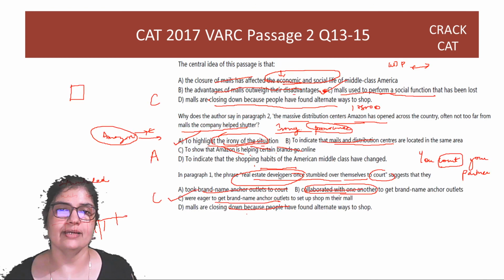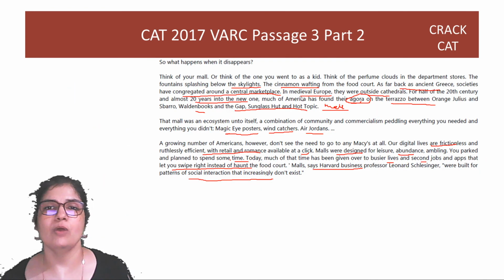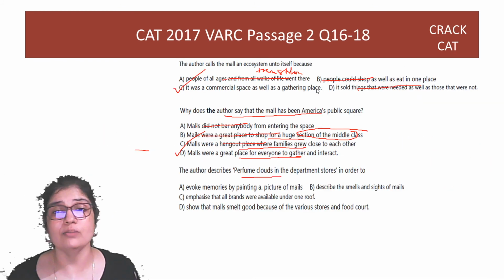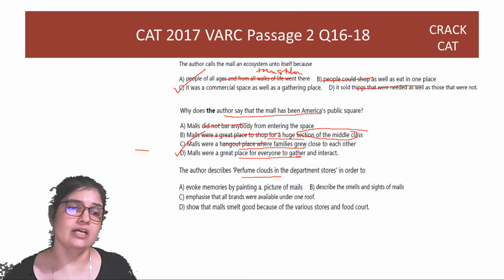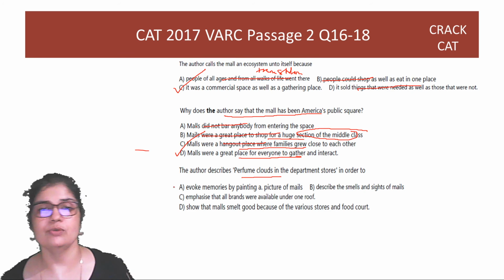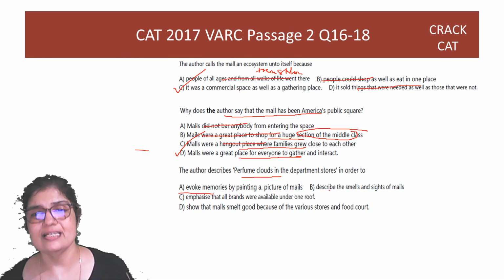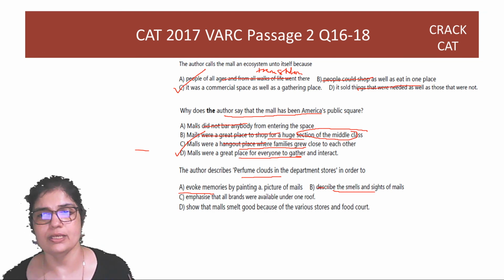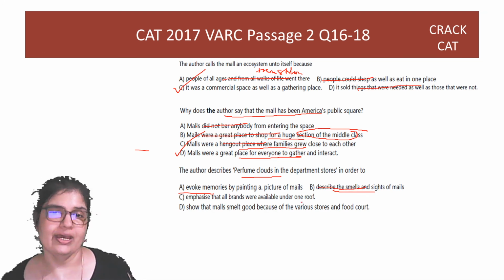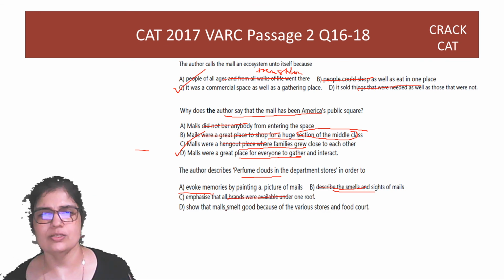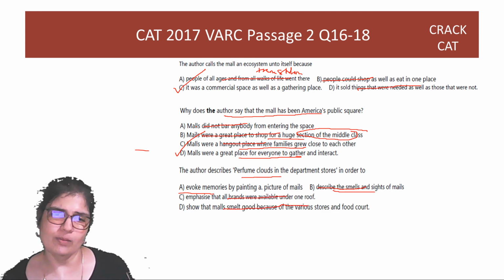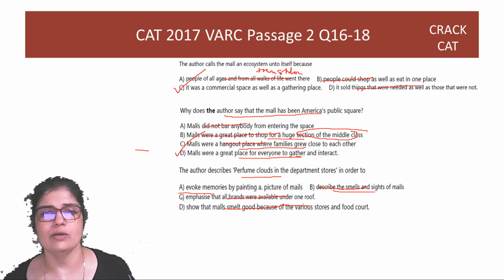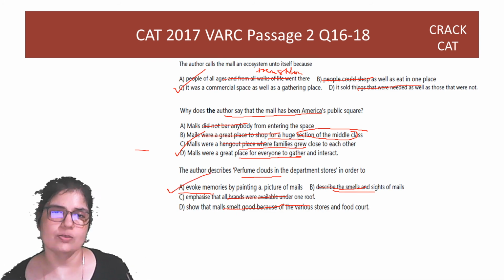Author describes perfume clouds in order to... So, what is this saying right here? Okay, think of your mall, think of this, think of that. It's trying to make you remember how the malls were when you were a child, right? So, it's evoking memories with the perfume clouds, with the fountain. So, A is looking good. It does describe the smells and sights, but why? So that you can evoke your memories, right? So, B is not as good as A. Emphasize, no, it's not about brands at all. Shows that malls smell good. Cinnamon is just a small part of it, right? Cinnamon and perfume. It's also about the fountain and everything. So answer is option A, right?